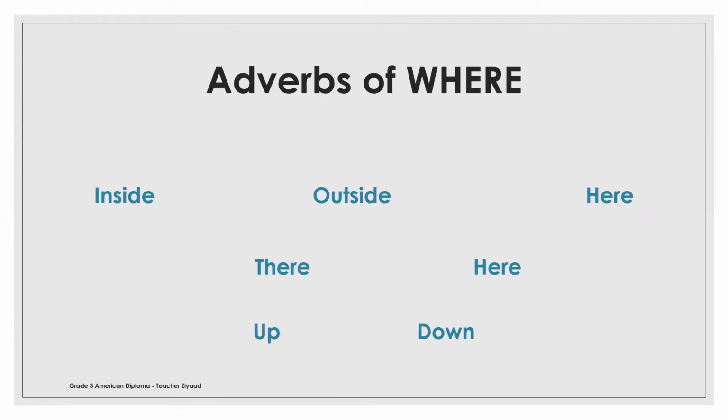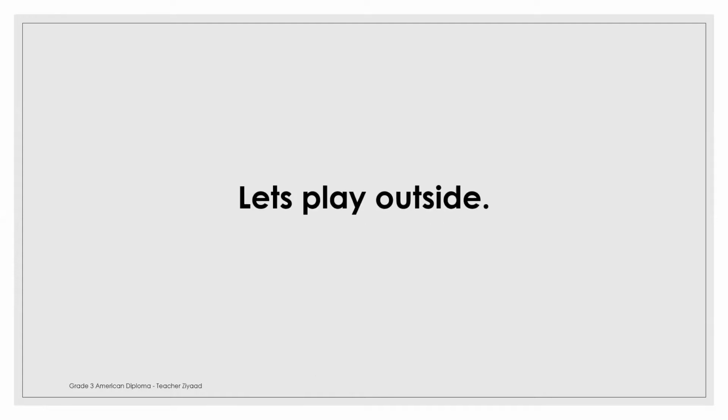Let's move on to adverbs of where. So a place, adverb of place. Where do things take place? It can take place inside, outside, here, there. I've got here twice. Apologies for that. And then also up and down. Some of the examples that we're looking at is let's play outside.